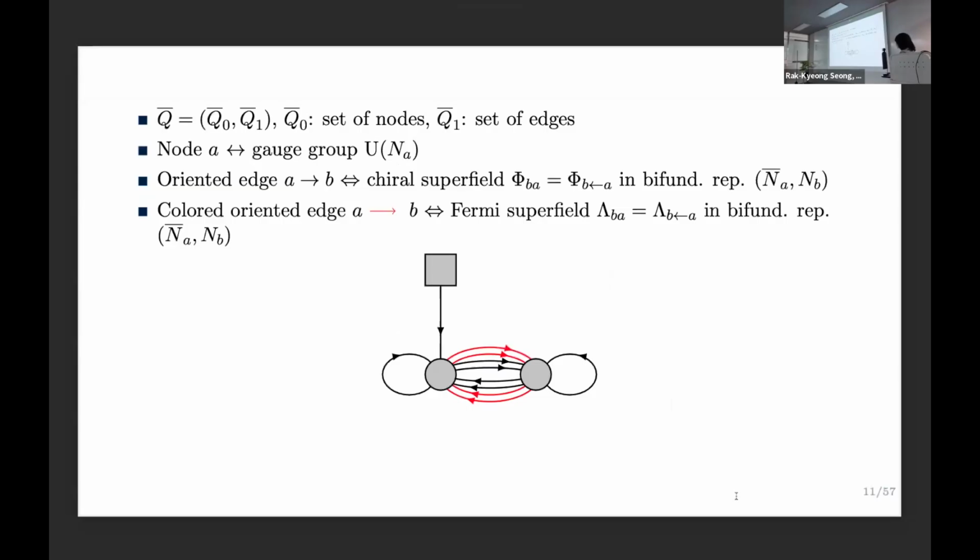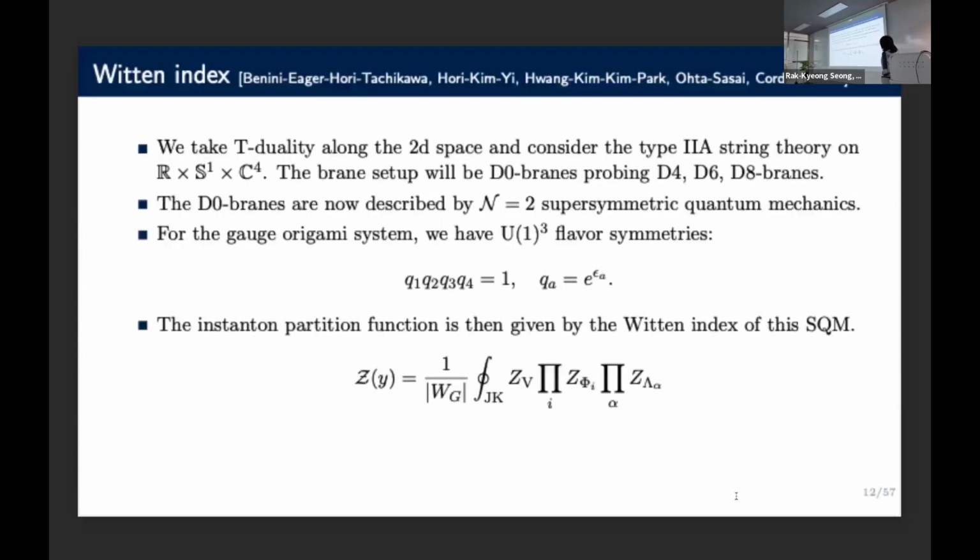And you can also generalize the story to quiver gauge theories. I'll write the nodes as this and the edges like this. For each node, you'll have a gauge group. For a black oriented edge, you can associate the chiral superfield, and for a colored oriented edge, you can associate the Fermi superfield. Given this low energy system, you can think of the witten index, which at the end becomes the instanton partition function of this theory.